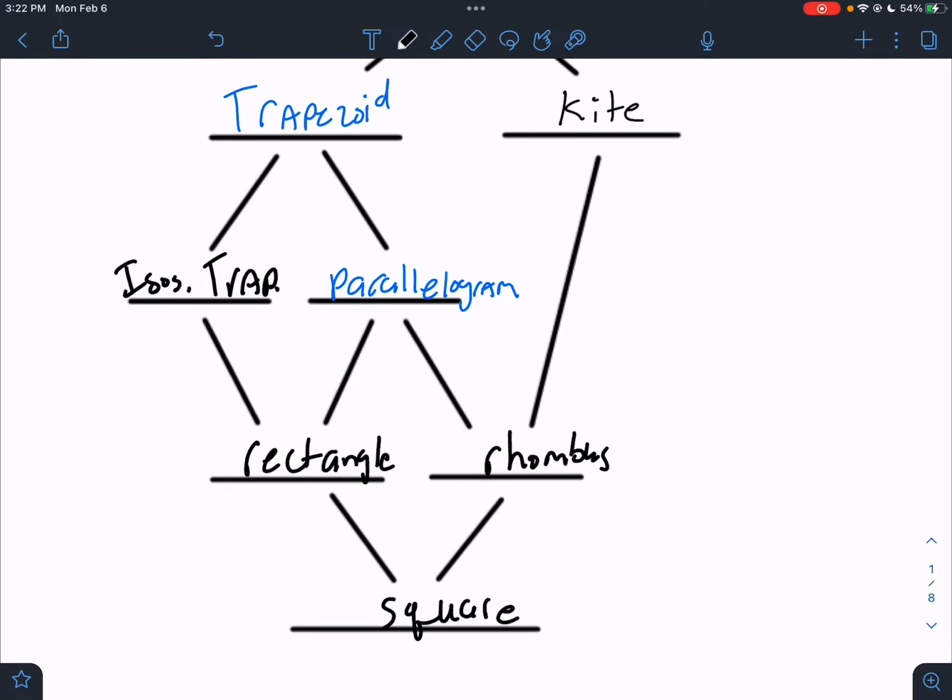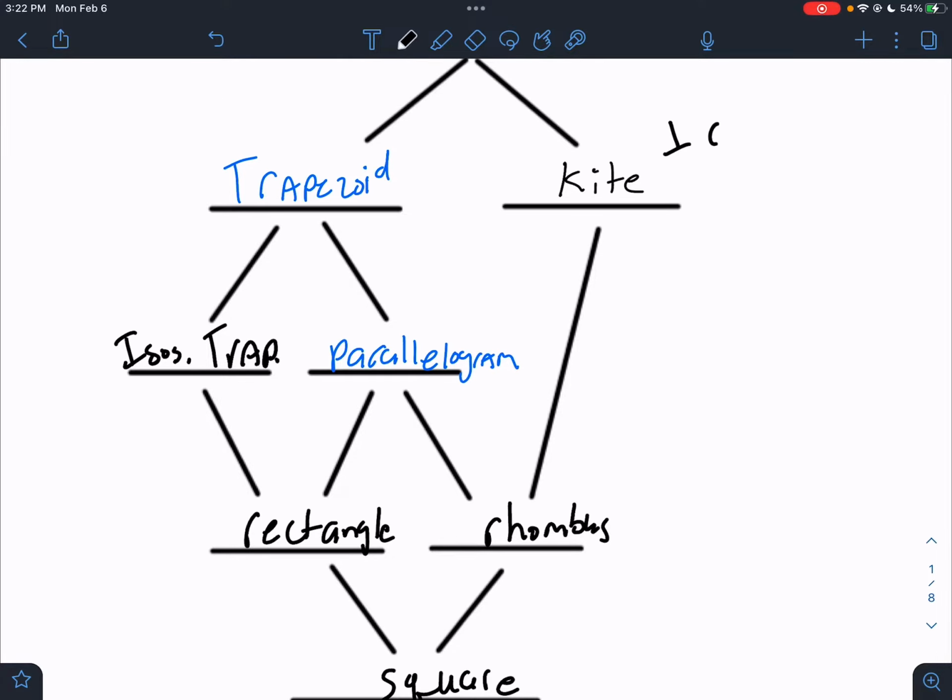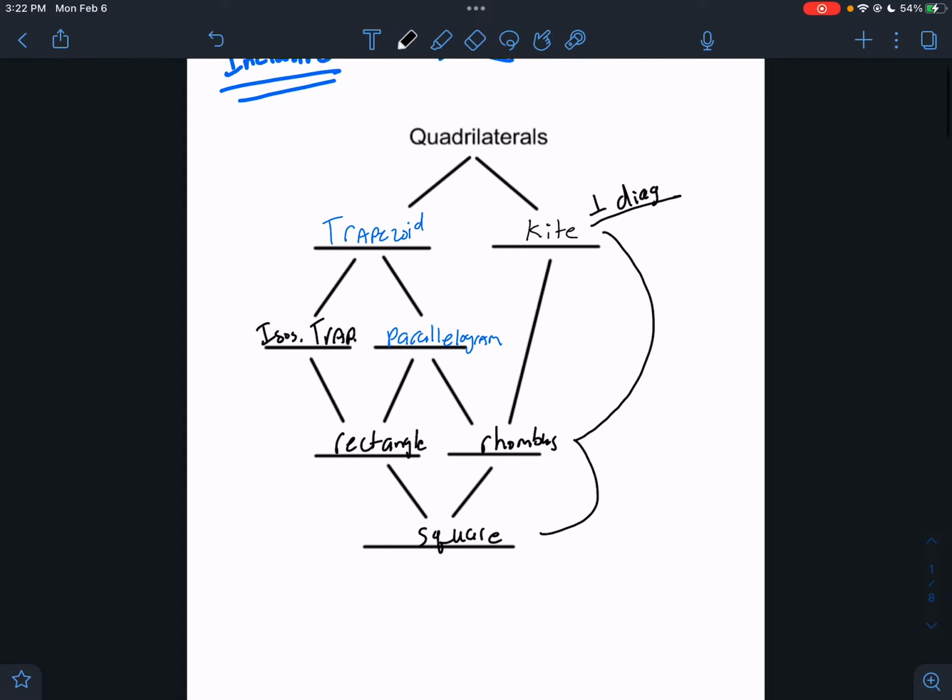Okay. But here on a kite, we have perpendicular diagonals. If it happens on a kite, it also happens in a rhombus and a square. There are 3 shapes that have perpendicular diagonals. But if the only thing you know is that it has perpendicular diagonals, what shape can you call it? Can you call that a square? No. It might be a square, but you can't guarantee that.